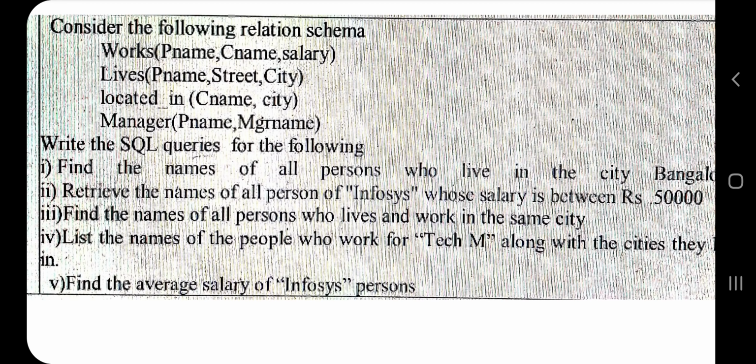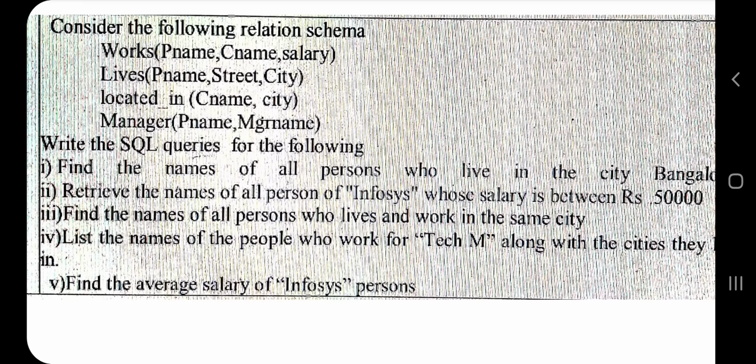First, how will we start? Find the names. So select p name from any of these two tables you can select. Select p name from lives where lives.city is equal to this one. They work also in the same city, right? How will you select which city it is the same as? You will select located in city, located in city same as lives in city.